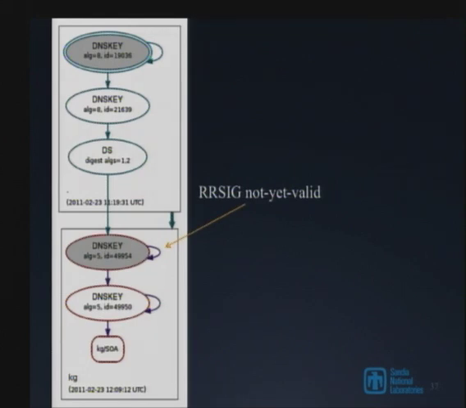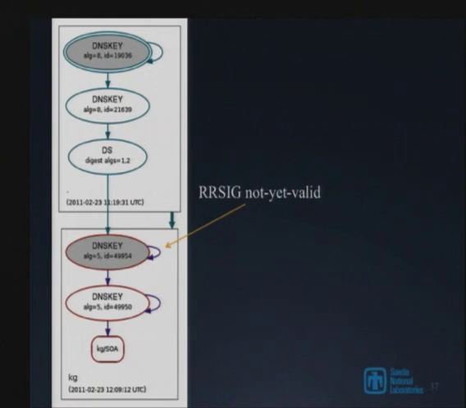Okay, here's an interesting one that we saw just last week. Again, another learning point. This was .kg, top-level domain. I believe it's Kyrgyzstan, and they had a problem where their signature wasn't yet valid. It was before the inception date.